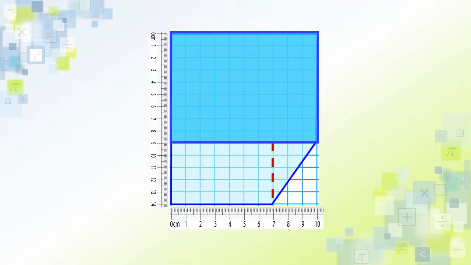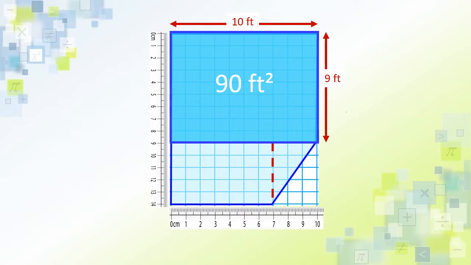Our first step is going to be to calculate the area of our top rectangle. Using the formula for the area of a rectangle, which is length times width, we're going to have to find out the dimensions of the rectangle first. We can see that it's got a width of 10 feet, and then the height would be 9 feet. So now we multiply 10 times 9, and we end up with 90 square feet.